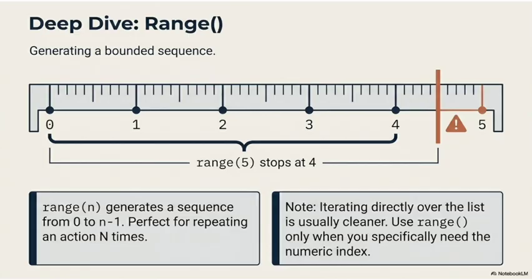The important note at the bottom: iterate directly over a list when you can. Use range only when you specifically need a numeric index. Writing for i in range(len(products)), products[i], when you could write for product in products, product, is unnecessarily complex. Know when range is the right tool and when it's the wrong one.